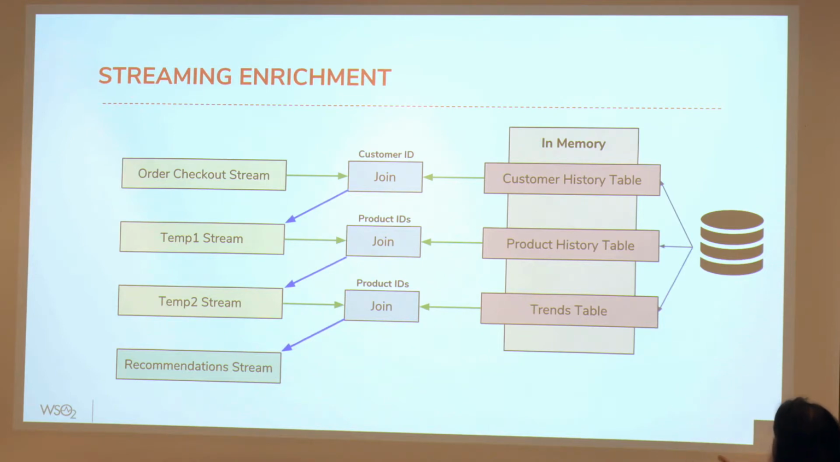So join customer stuff, join recommendations based on the product, join based on trends. And then finally, you get the recommendation stream, which is all the products, and then you can do another filter in there, which leaves out any products that go beyond the order value, etc.